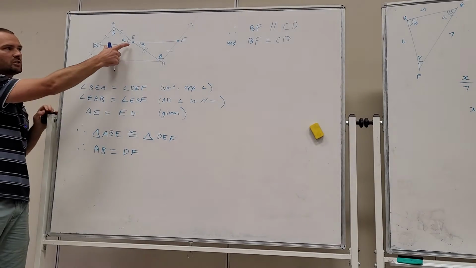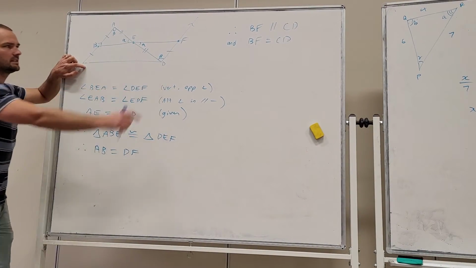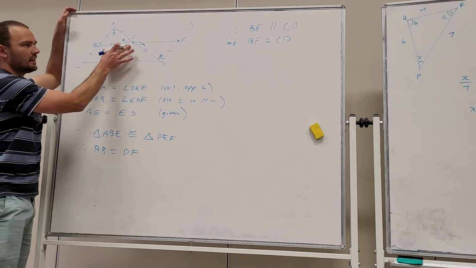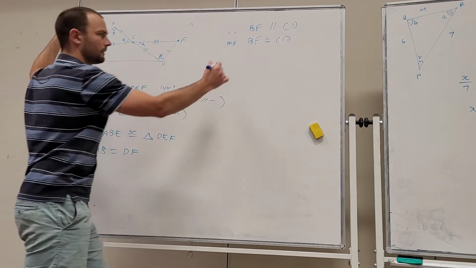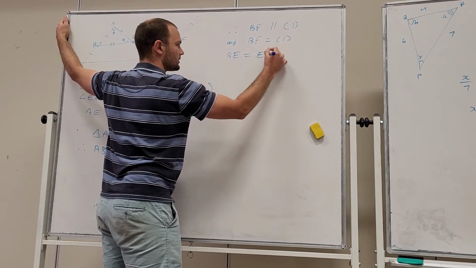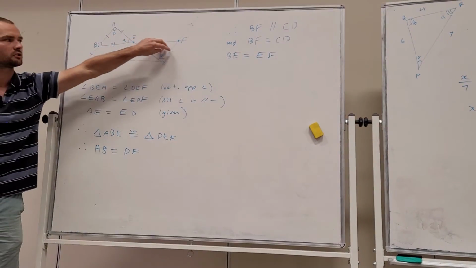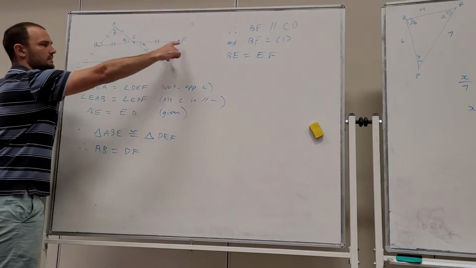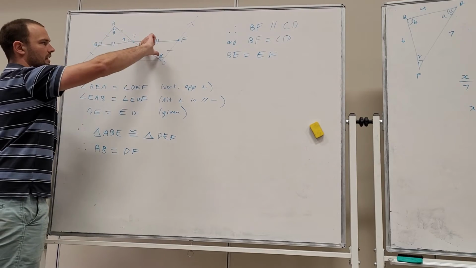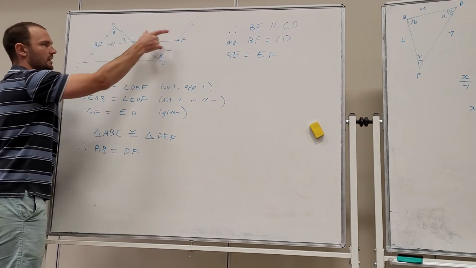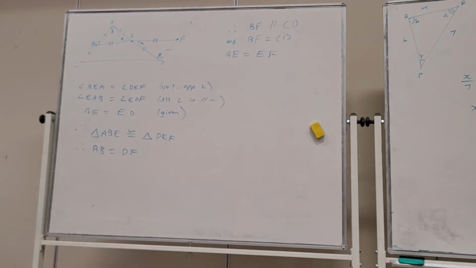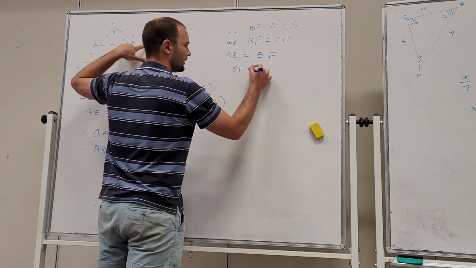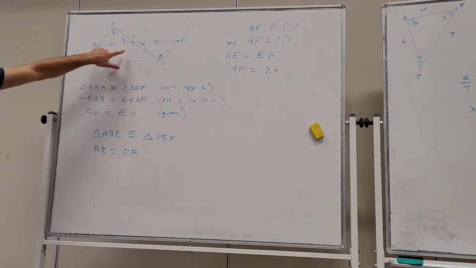The second part is we need to establish that BE is half the length of CD. Well, we know BE is equal to EF, and we know that because these are congruent triangles, which means their corresponding sides are equal. We established AB is DF. We established AE is EB, so that means BE is EF. They're equal. And so that means the length BF is equal to 2 times length BE.